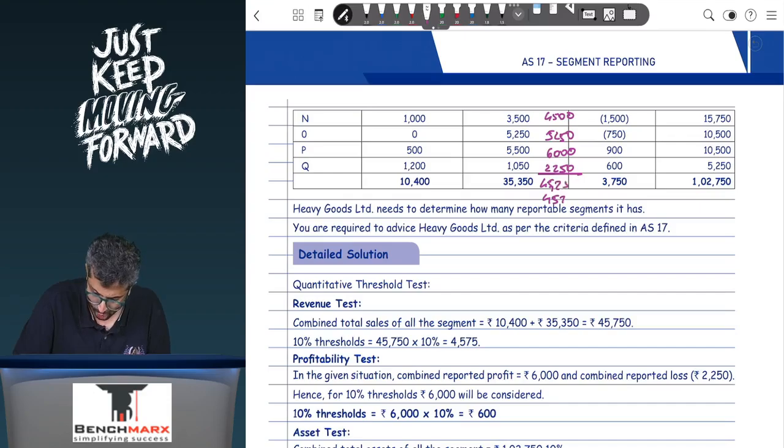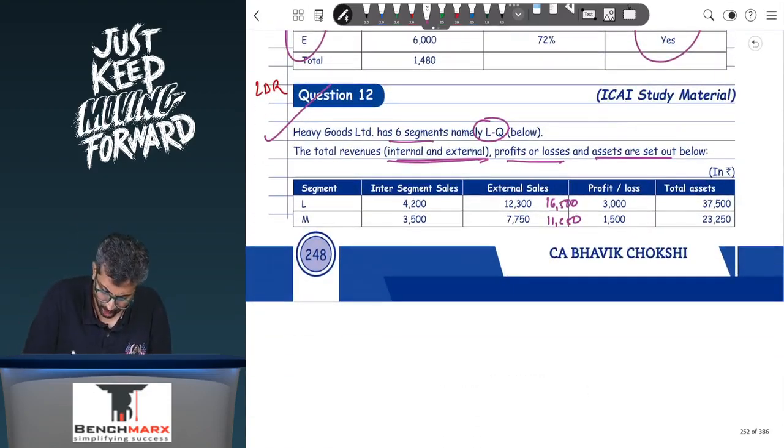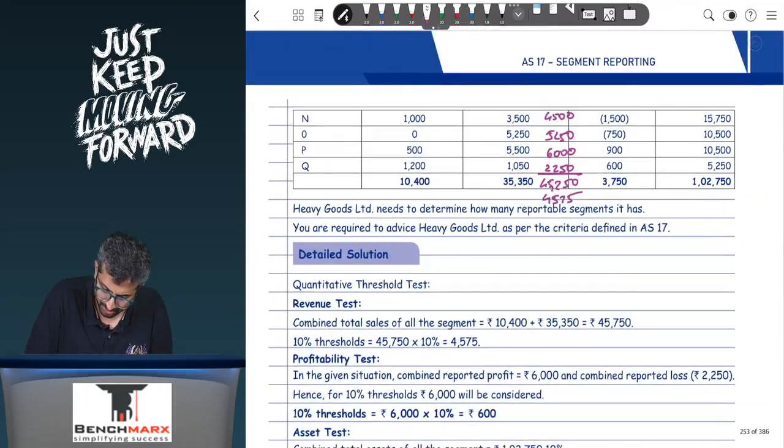So my threshold will be 4,575. So everything above 4,575 will be reportable. So over here, L, M, it is greater than 4,575. Okay, N is not, because it is just below 4,575. O is, P is also, and Q is not. So basically on the revenue side, I will say L, M, O, P are reportable.